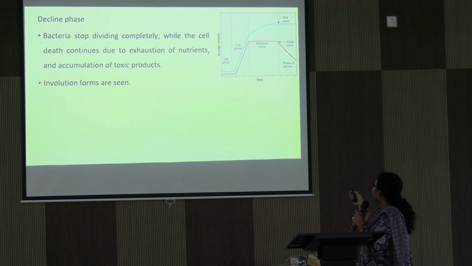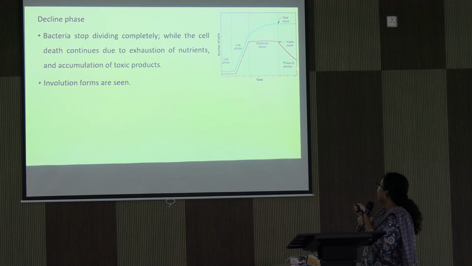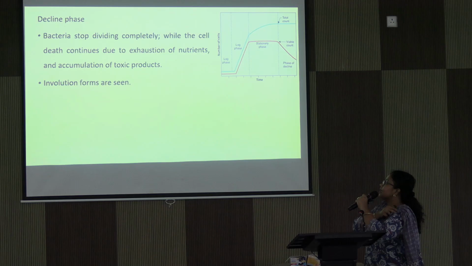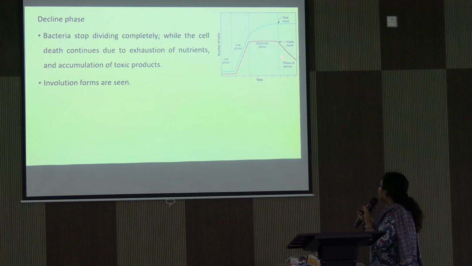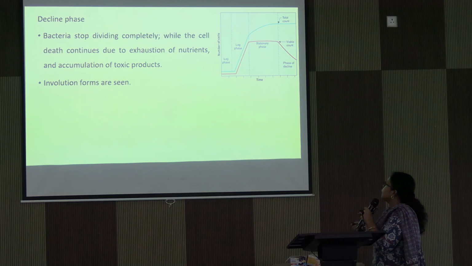Next is the decline phase. Okay, this is the decline phase. So what will happen in decline phase? The cell death continues to increase. And what will happen when cell death is there?